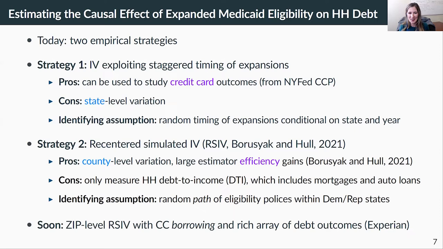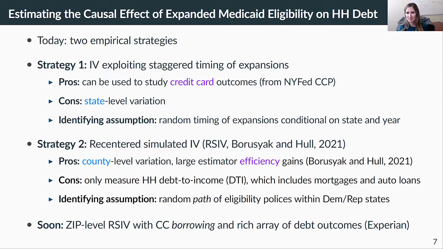So what's in the works is the ink is now dry on a contract with Experian to get a sample of 10 million households' credit borrowing outcomes, and we're going to do a zip code level version of this recentered simulated IV, and we're going to have a rich array of debt outcomes. We're going to also be able to see credit scores and utilization on credit cards, credit limits, and inquiries for credit cards. So we're hoping that'll also help us say a little bit more about corroborating what we find in the model with regard to supply versus demand.